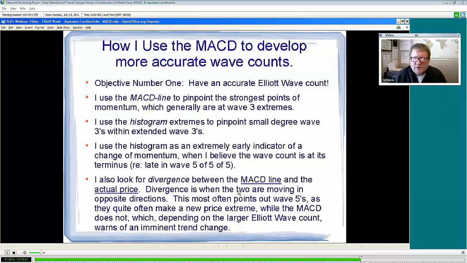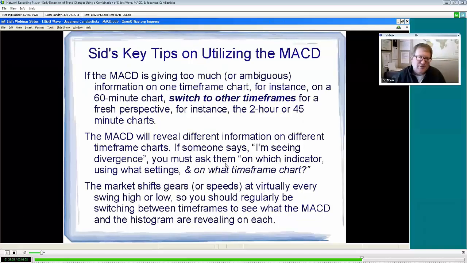I also look for divergence between the MACD line and actual price. Divergence is when the two are moving in opposite directions. This most often points out wave 5s, as they quite often make a new price extreme while the MACD does not, which, depending on the larger Elliott wave count, warns of an imminent trend change. We already talked about MACD divergence being an excellent signal, and it's one of the best ways to use the traditional MACD signals. Some more key tips on utilizing the MACD.